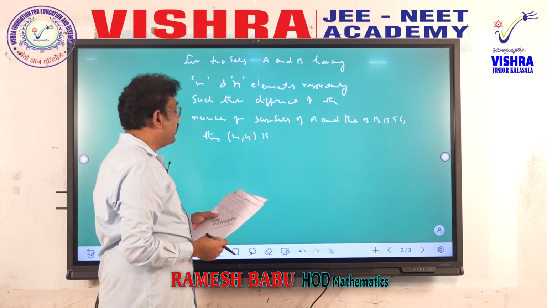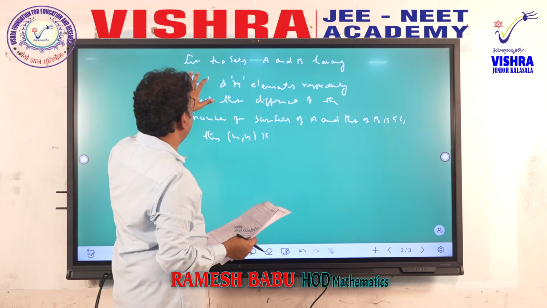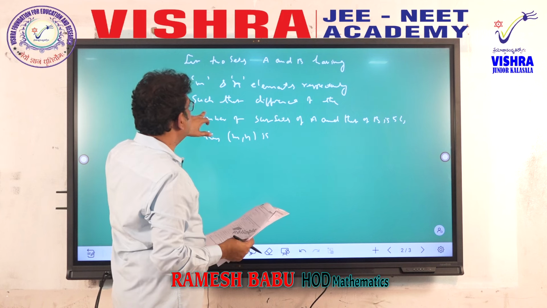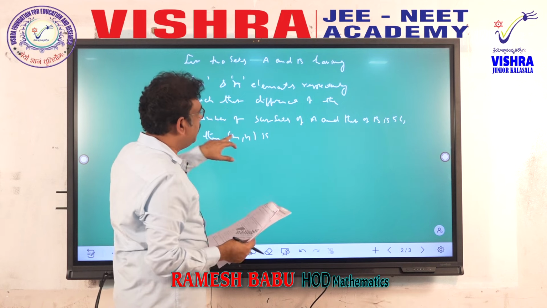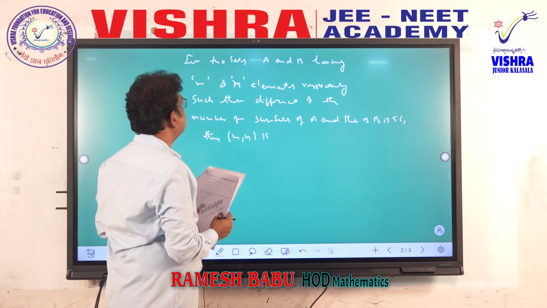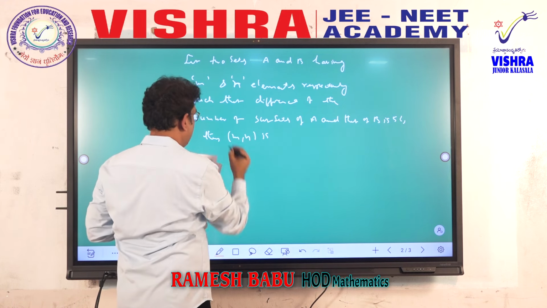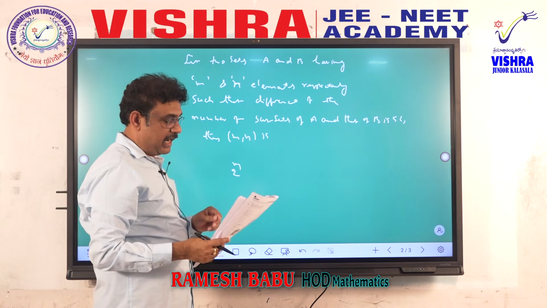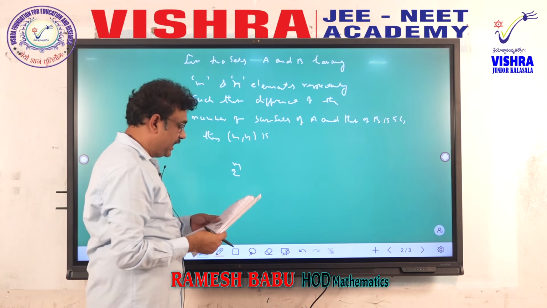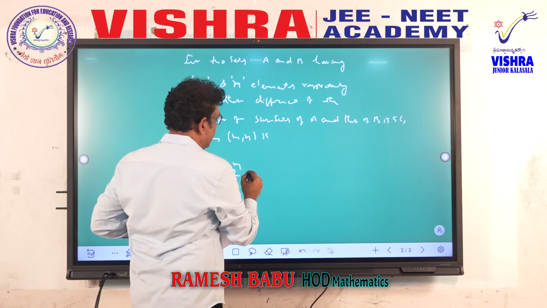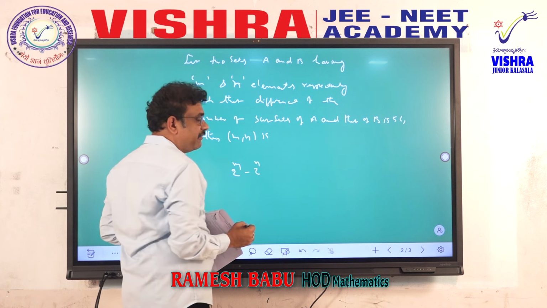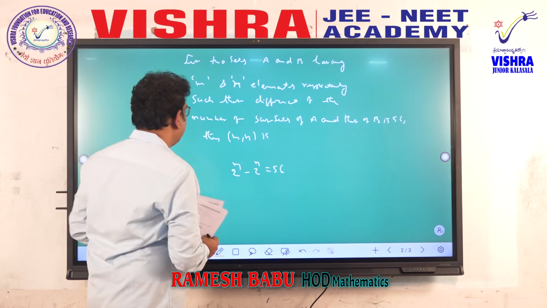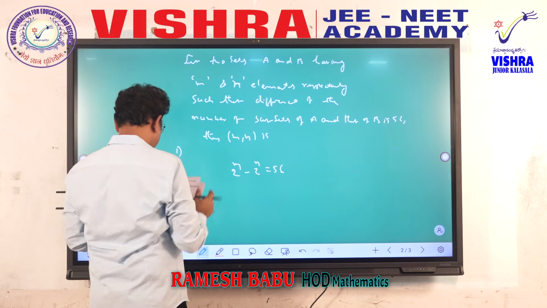So now we are given, let two sets A and B having M and N elements respectively such that the difference of the number of subsets. So the number of subsets in A is equal to 2 power m, and the number of subsets in B is equal to 2 power n. So we are given 2 power m minus 2 power n is equal to 56. So here we can verify the options.